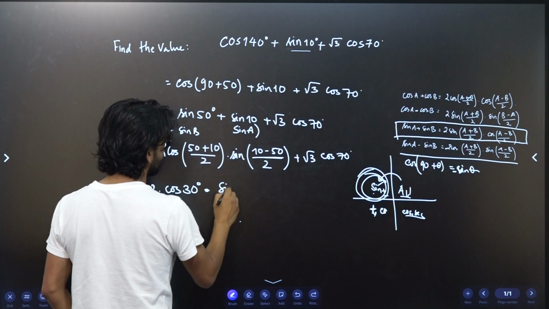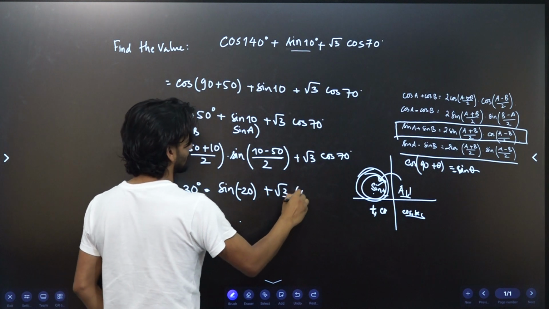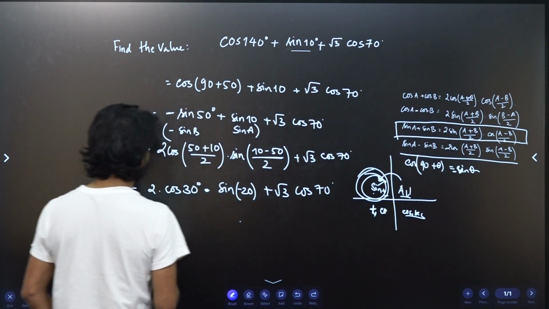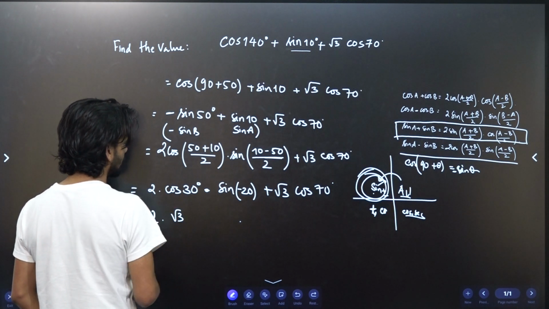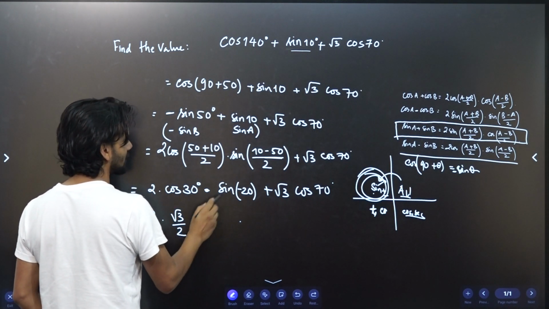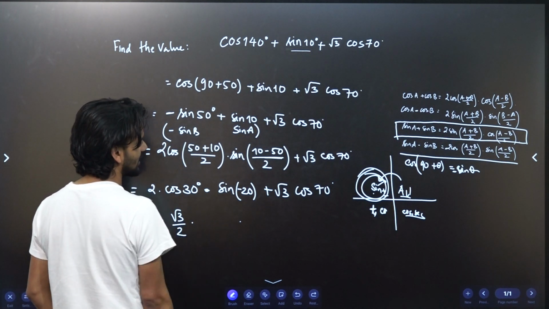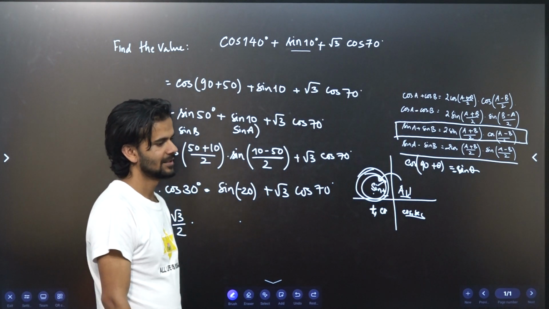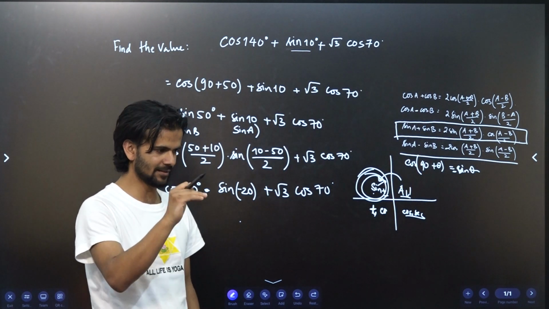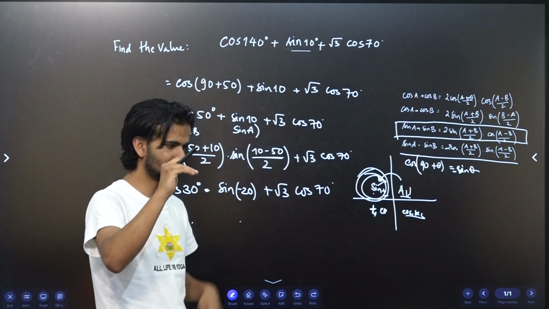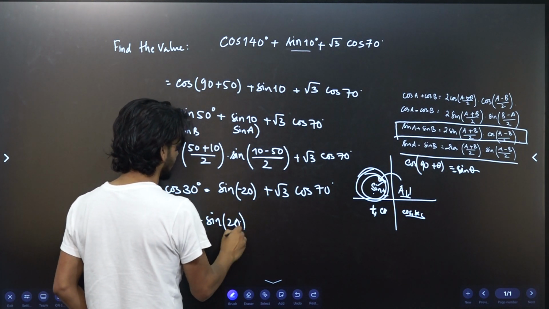Cos 30 sine minus 20. Minus 20 plus root 3 cos 70. Root 3 cos 30, root 3 by 2, times sine 20. Oh, now this is very good. Sine minus theta equals minus sine theta. Sine theta and sine minus theta and minus sine theta, they are equal. So minus sine 20.